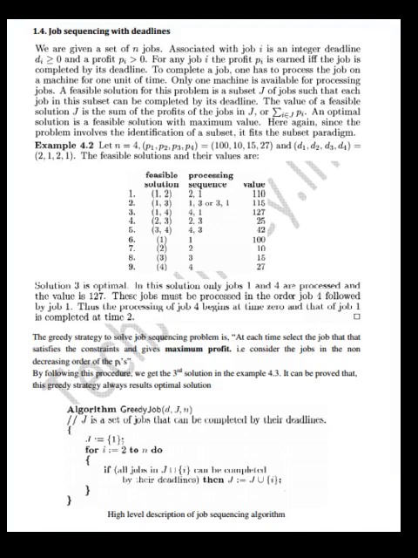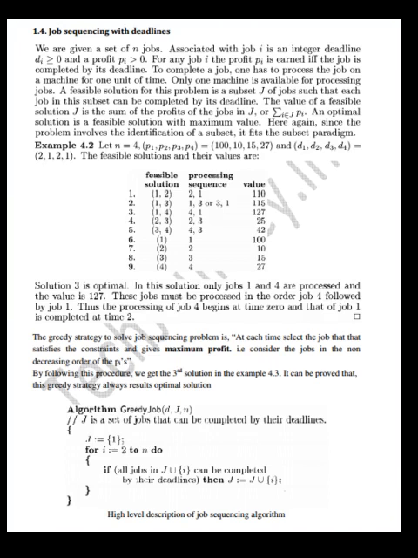Job sequencing with deadlines. We are given a set of n jobs. Associated with job i is an integer deadline di greater than or equal to 0 and a profit pi greater than 0. For any job i, the profit pi is earned if and only if the job is completed by its deadline. To complete a job, one has to process the job on a machine for 1 unit of time. Only one machine is available for processing jobs.